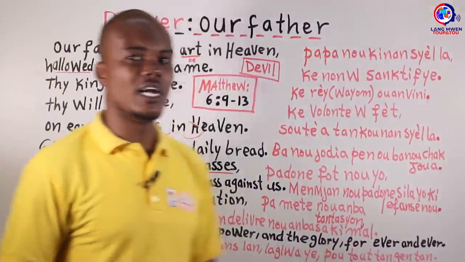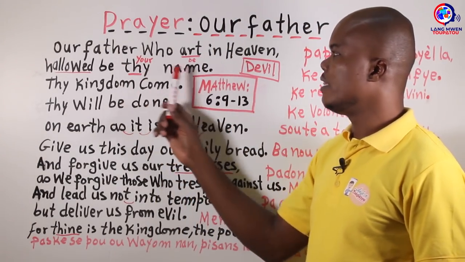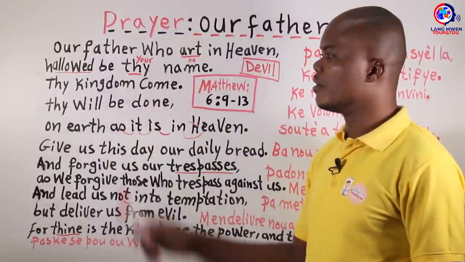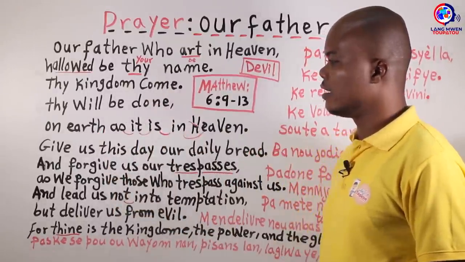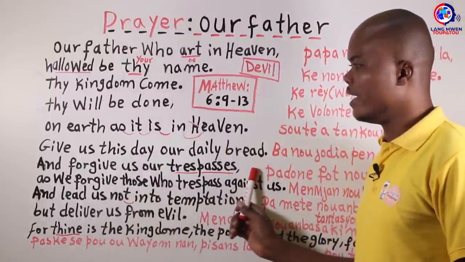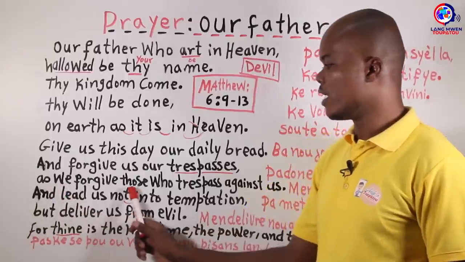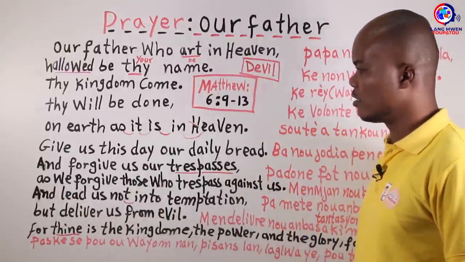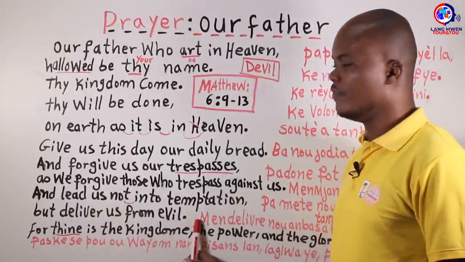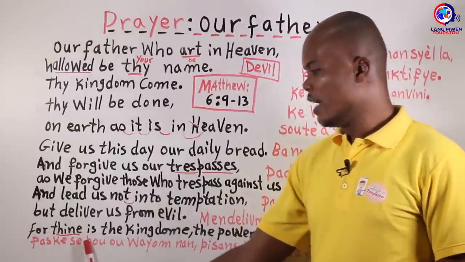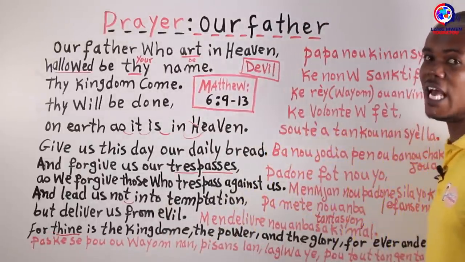In English now, Our Father who art in heaven, hallowed be thy name. Thy kingdom come, thy will be done, on earth as it is in heaven. Give us this day our daily bread, and forgive us our trespasses, as we forgive those who trespass against us. And lead us not into temptation, but deliver us from evil. For thine is the kingdom, the power, and the glory forever and ever.